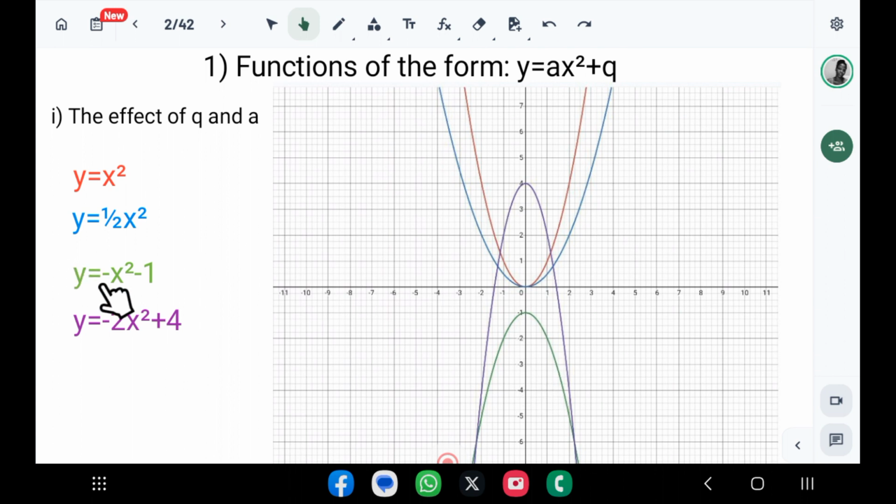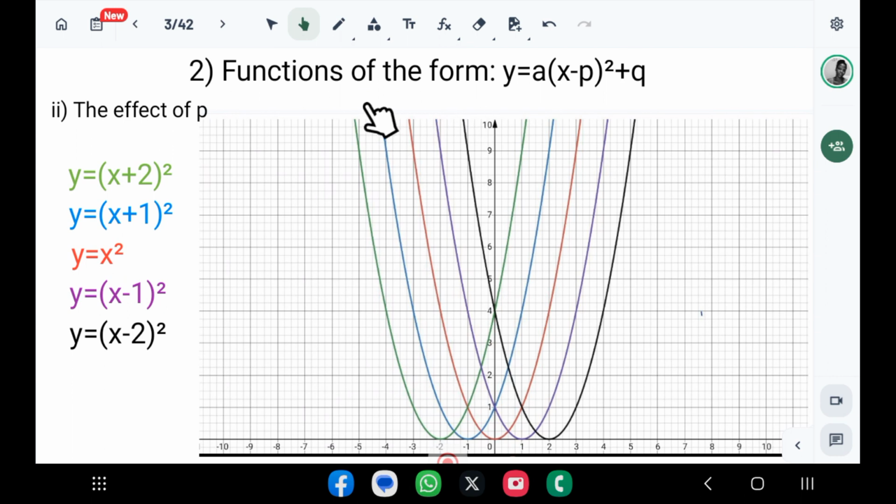Let's look at the graph of y equals minus x² minus 1. The arms look down because your a is negative, and it's shifted 1 unit down because your q is negative 1, and that's why we end up with a green graph. Now the purple graph, on the other hand, is such that the a is multiplied by a factor of 2. It's still negative, meaning that the arms look down, but notice that it is thinner because you're now reaching milestones sooner.